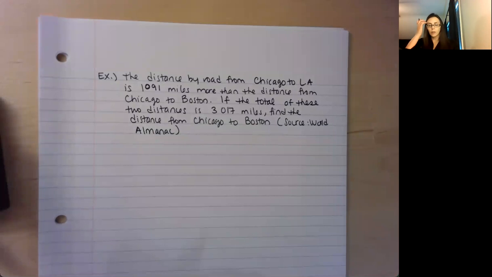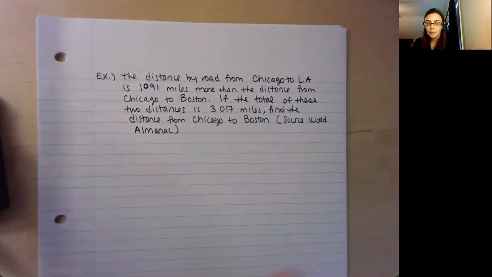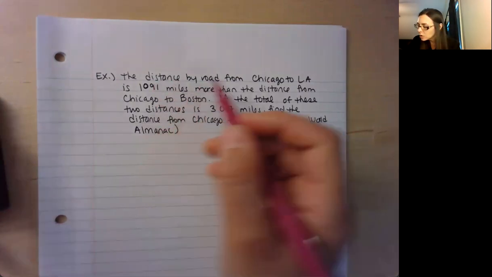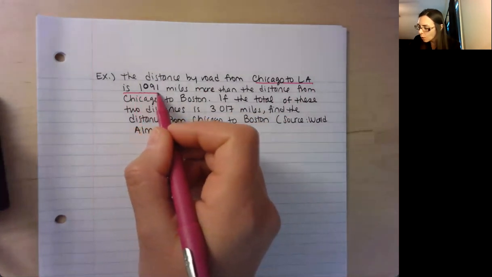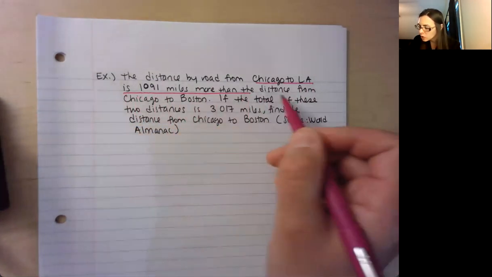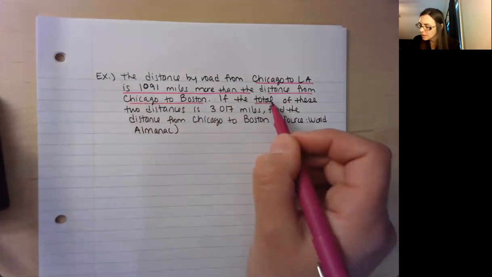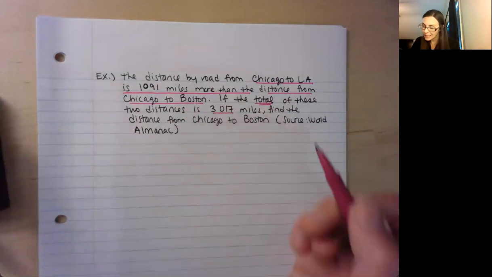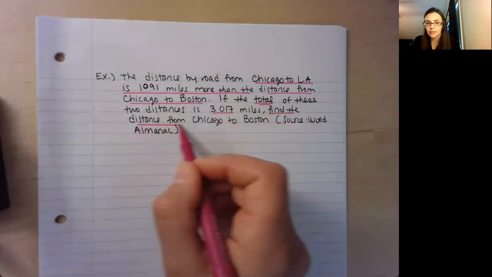All right, so there's a lot going on here, right? This is one where you would probably want to read it through a few times. So it's a good time to pause the video, read through a couple times, make sure you understand the information you're given. So we have the distance by road from Chicago to LA is 1,091 miles more than the distance from Chicago to Boston. I know the total of the two distances is 3,017, and I want to find the distance from Chicago to Boston.